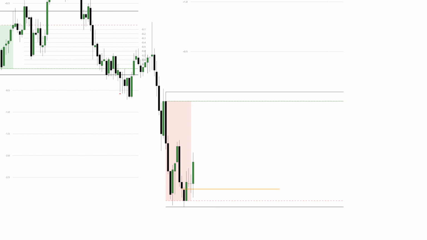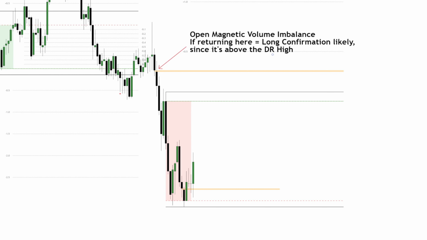A volume imbalance is currently supporting price, but there is one more very important detail in the chart. Can you spot it? It's this small open magnetic volume imbalance. With its magnetic function for price, we can expect a return into it, since we don't have any confirmation to either side yet. If price returns into it before giving us a short confirmation, what would that mean? That we will have a high probability for a long confirmation, since the open WIB is above the DR high.